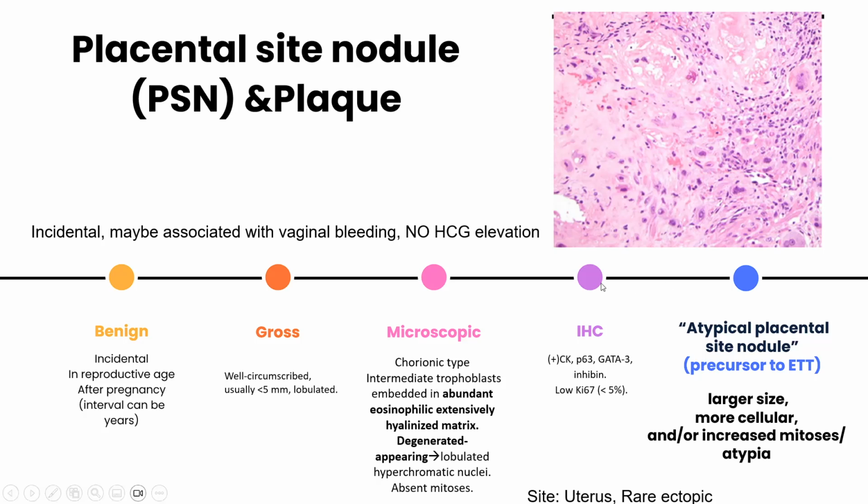So what about the IHC? They are positive for cytokeratin, P63, GATA3, and inhibin. And again, this is important: it has a low Ki67. They have a low proliferation power. Okay, another NB, take care because there is something that is called the atypical placental site nodule. That's a trending entity, or better said, an emerging entity that describes lesions that have larger size, are more cellular, and have more atypia and mitosis. And what's the importance of these? The clinical importance is that they are considered precursors to epithelioid trophoblastic tumor, and this is another GTN.